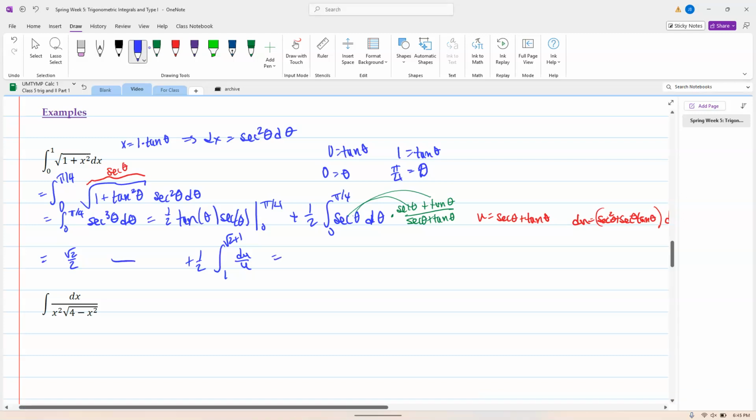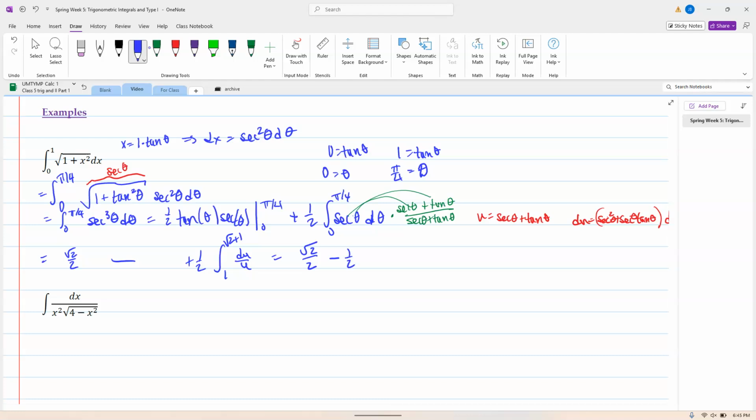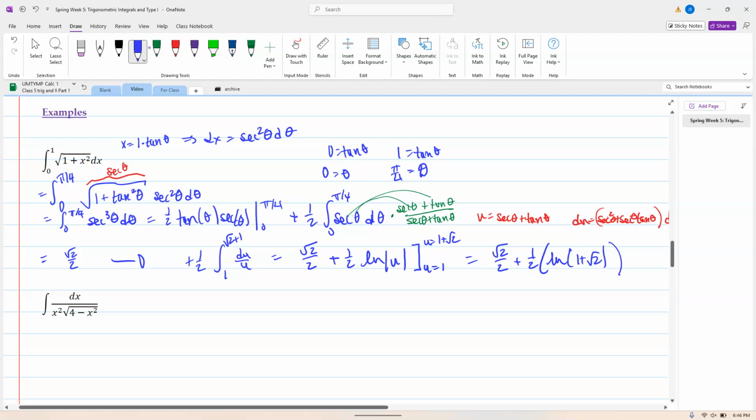All right. So then I have square root 2 over 2 minus 0, plus 1/2 natural log of the absolute value of u evaluated from when u is equal to 1 to u is equal to 1 plus root 2. And so my final answer here is square root 2 over 2 plus 1/2 times the natural log of 1 plus root 2. I can drop the absolute values because that's positive. And natural log of 1 is 0, so I am done.